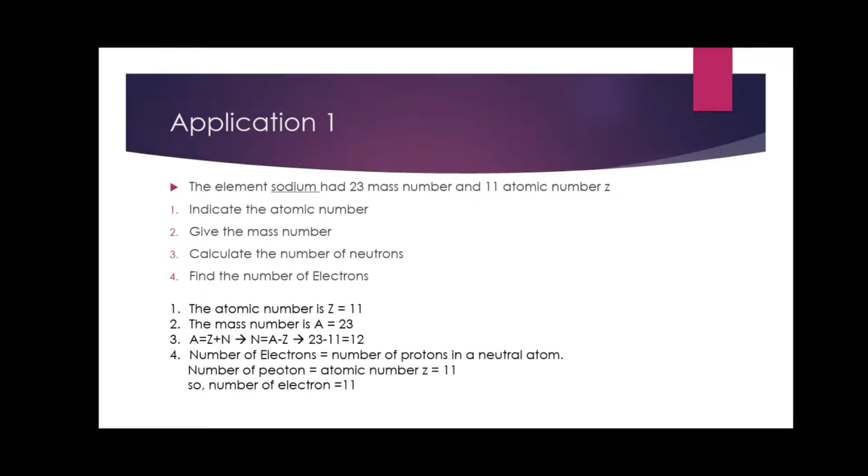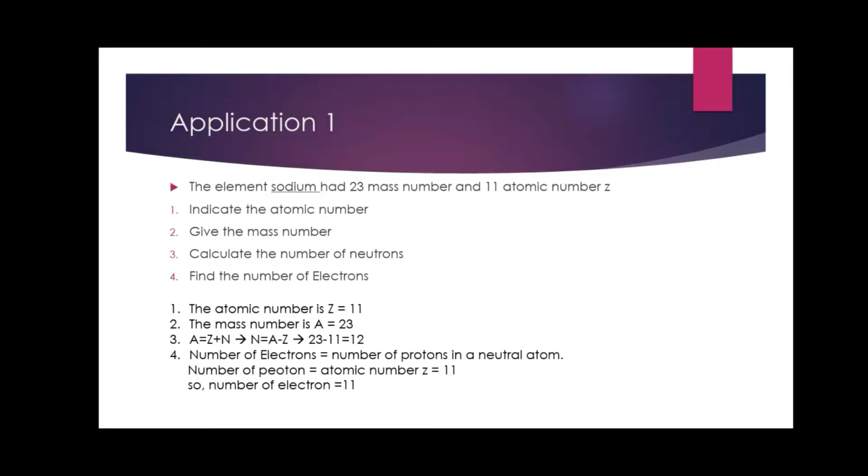Now the first application. The element sodium had 23 mass number and 11 atomic number Z. Indicate the atomic number. This is the first question. So the answer is atomic number Z equal 11. They mention it in the given. The second question, give the mass number. Also mass number equal 23. And also they mention it in the given.